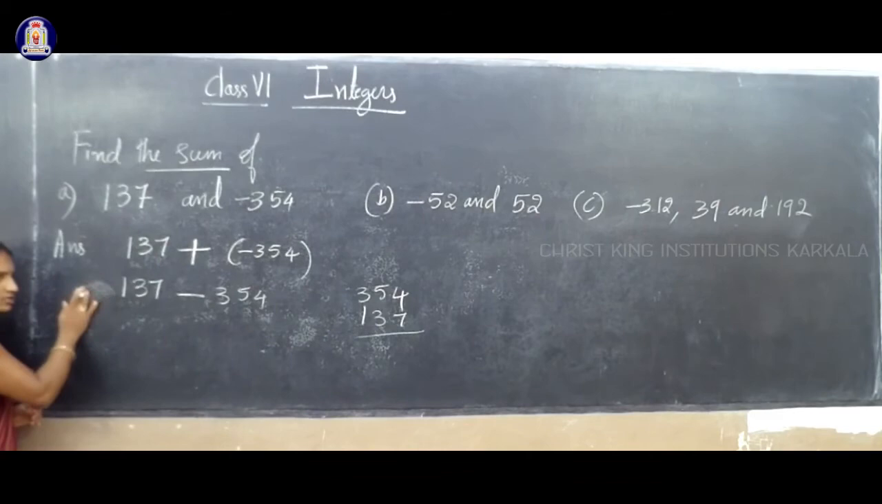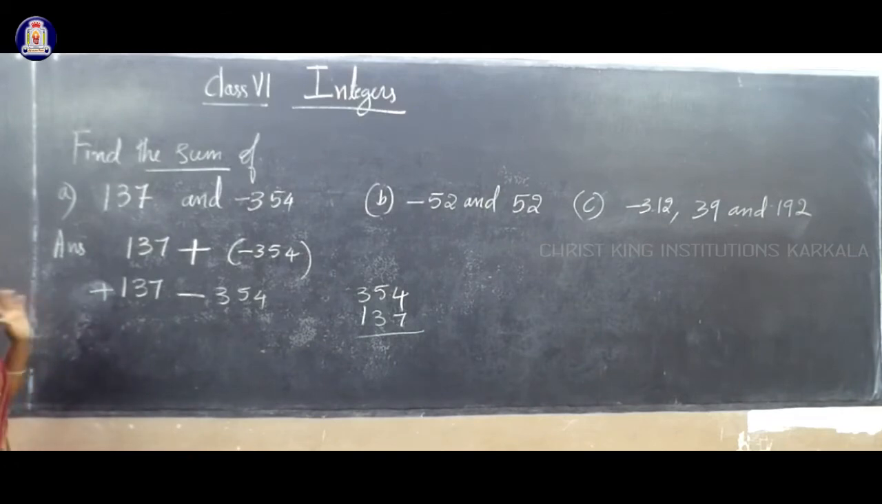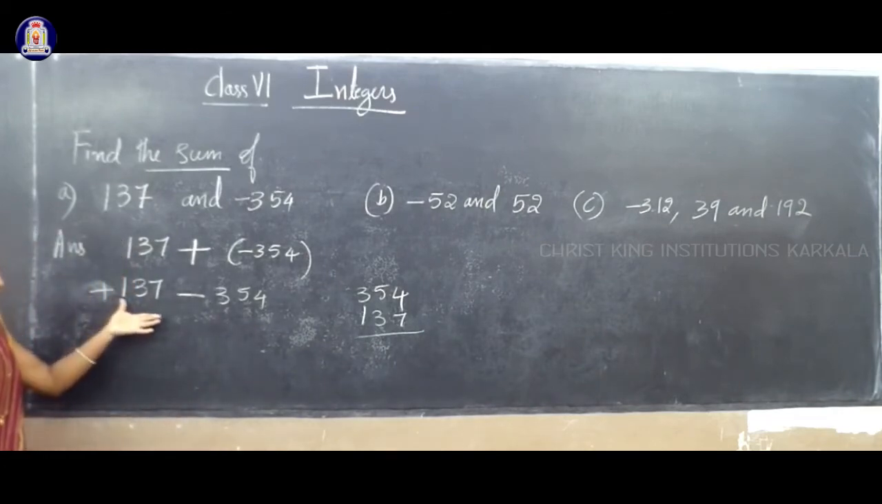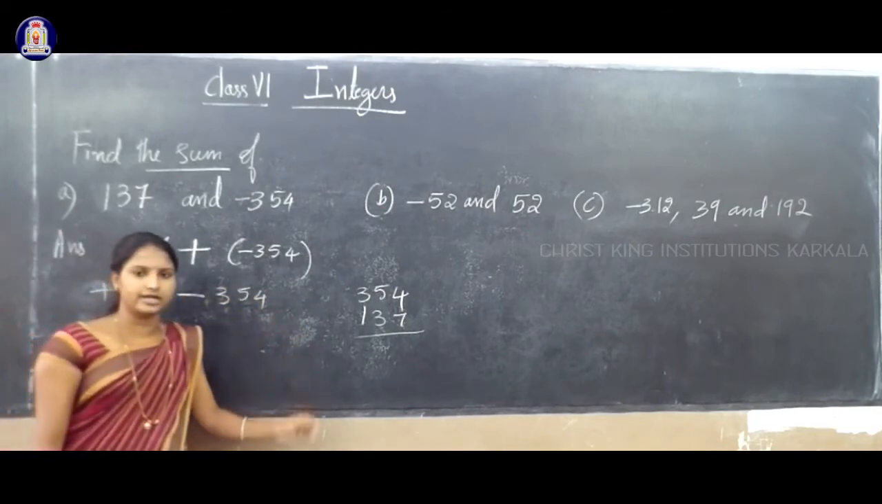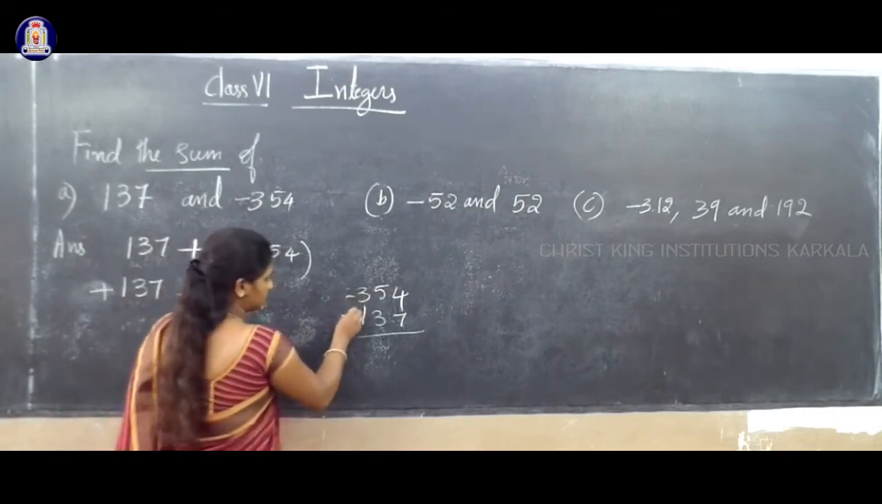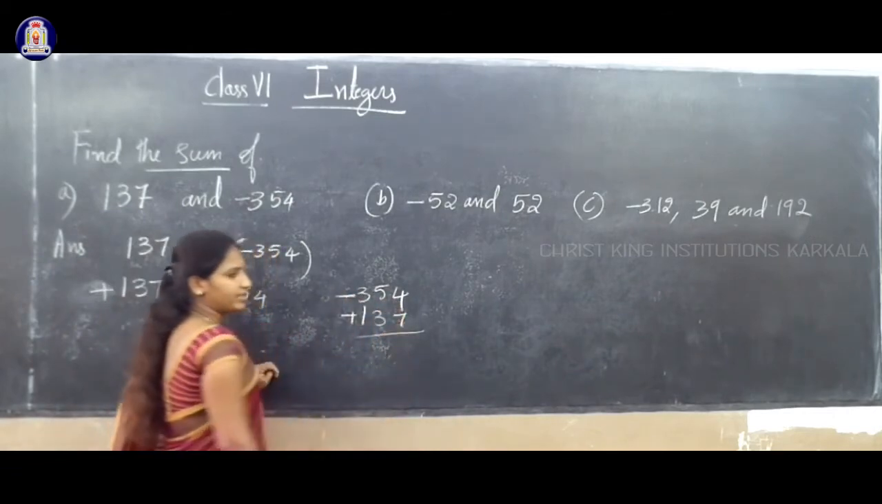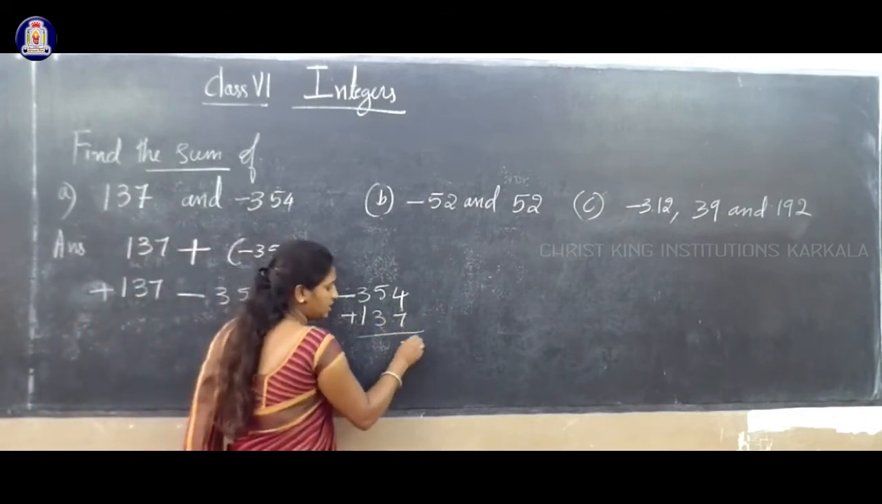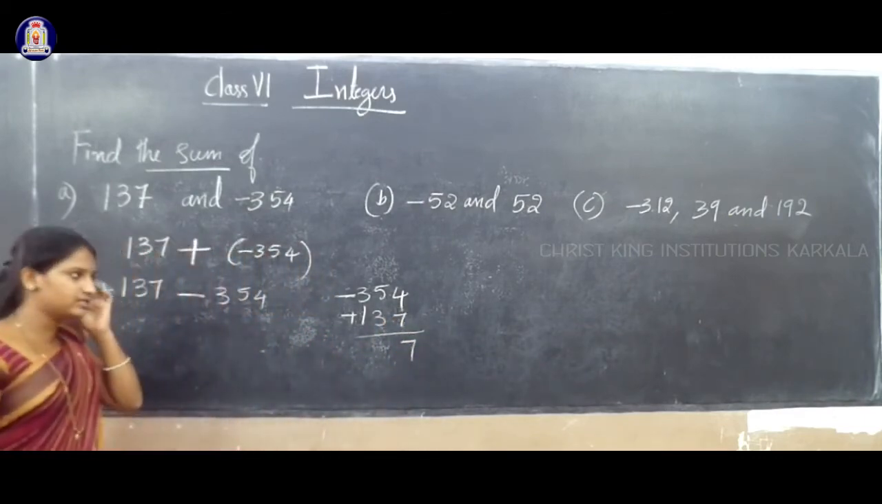Suppose the sign is not given, then you can write the sign is plus. Okay? If the sign is not given, it means there is a sign but that is a plus. Clear? Plus 137 minus 354. So now if you subtract this, we get 14 minus 7. What is 14 minus 7? 14 minus 7 is 7.